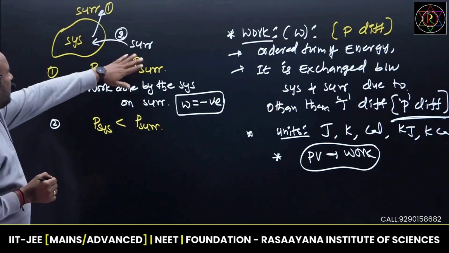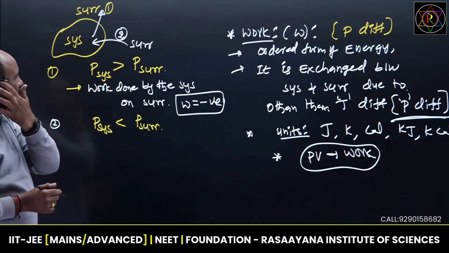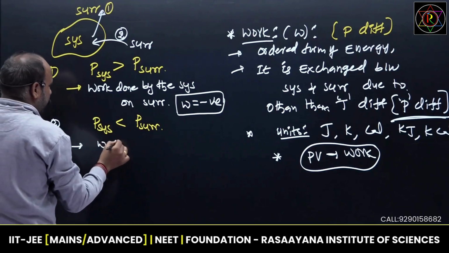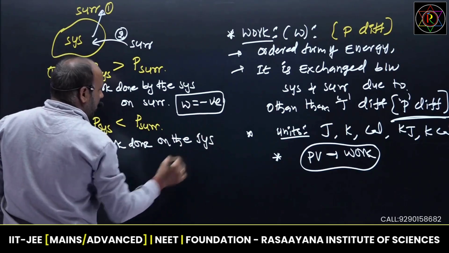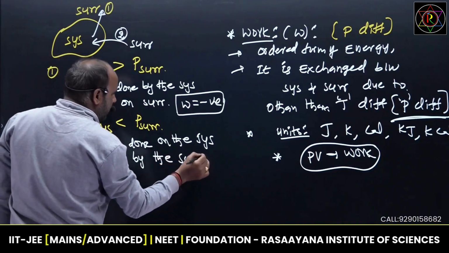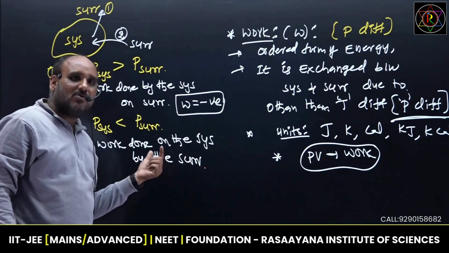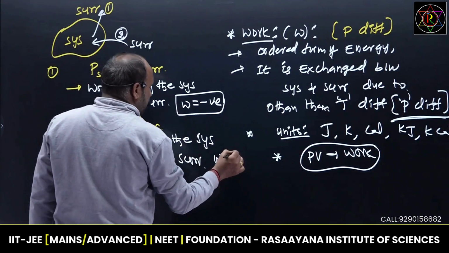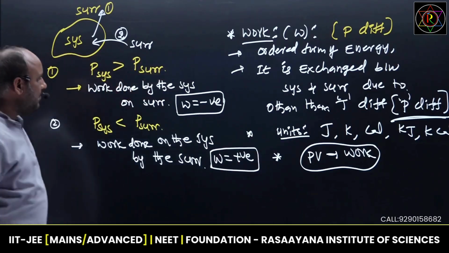At that time the arrow mark is towards the system and the system is gaining some amount of energy. When the system is gaining, that can be denoted with work done on the system by the surroundings. Whenever work is done on the system by the surroundings, it means the surroundings are going to lose some amount of energy to the system. So therefore the system is gaining some amount of energy, and that is denoted with positive, right?